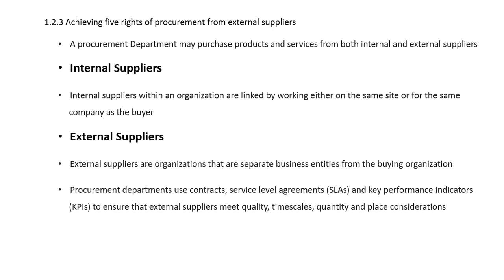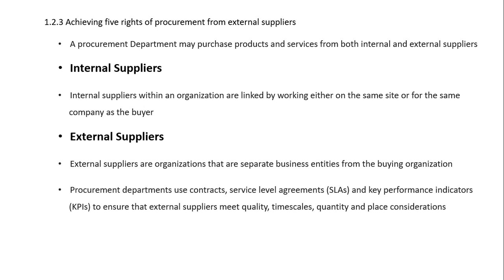1.2.3 Achieving 5 Rights of Procurement from External Suppliers. We explained before the 5 rights of procurement: the right quantity, the right quality, the right time, the right price, the right place. A procurement department may purchase products and services from both internal and external suppliers. Internal suppliers. Internal suppliers within an organization are linked by working either on the same site or for the same company as the buyer. External suppliers.